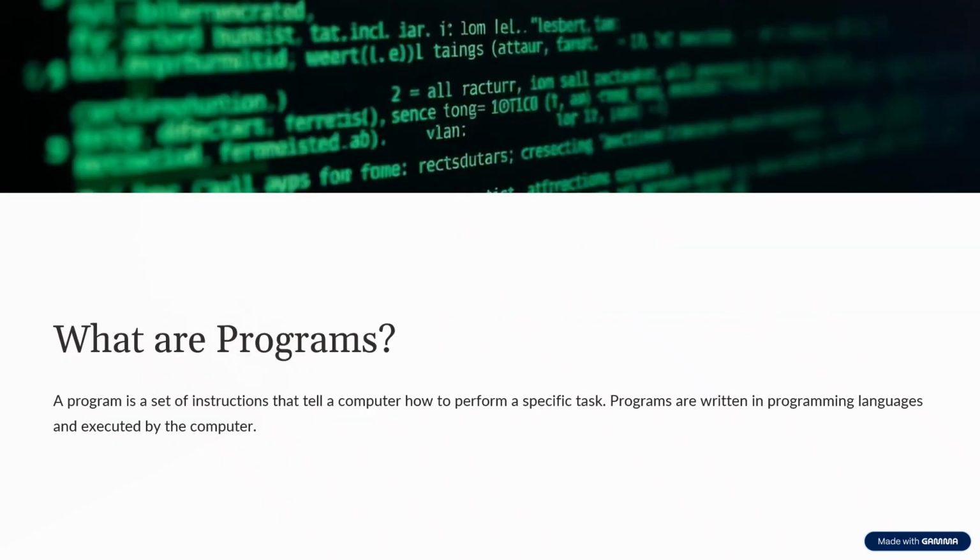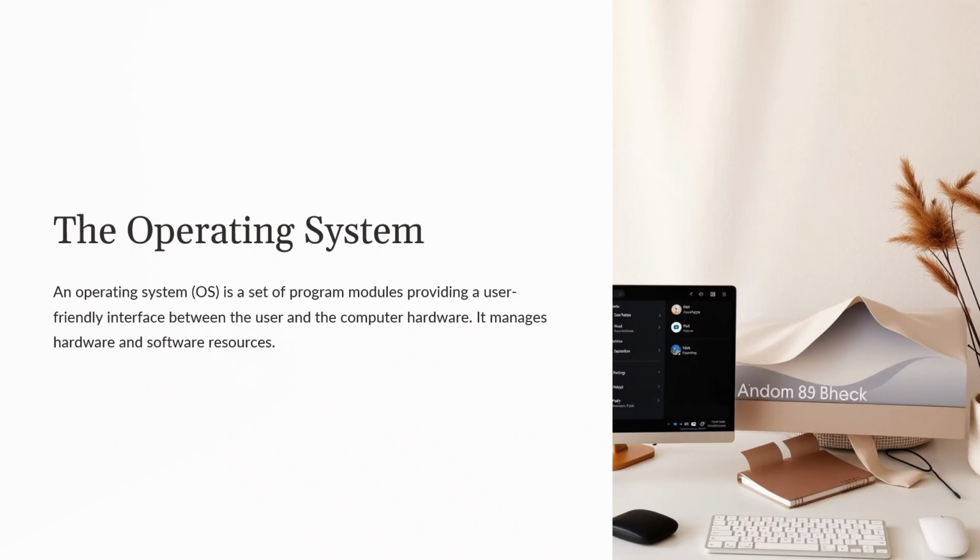Then, what are programs? A program is a set of instructions that tells a computer how to perform a specific task. Programs are written in programming languages and executed by the computer. Programming languages are categorized into three different types: low-level language, assembly-level language, and high-level language. The high-level language can be further classified into two different types: procedural-oriented programming language and object-oriented programming language. So here is the definition of a program.